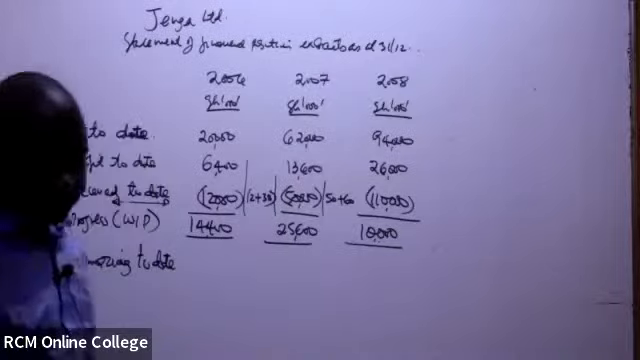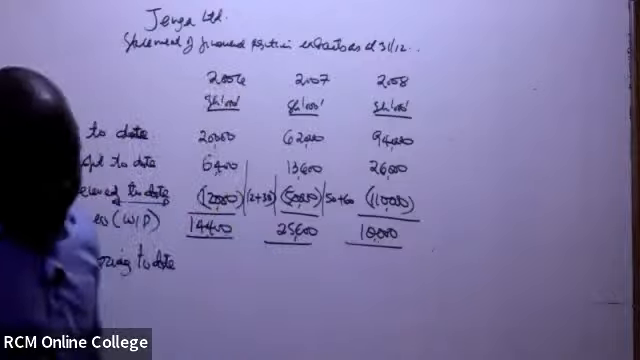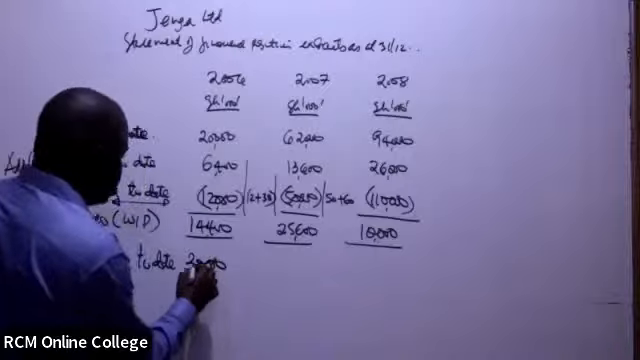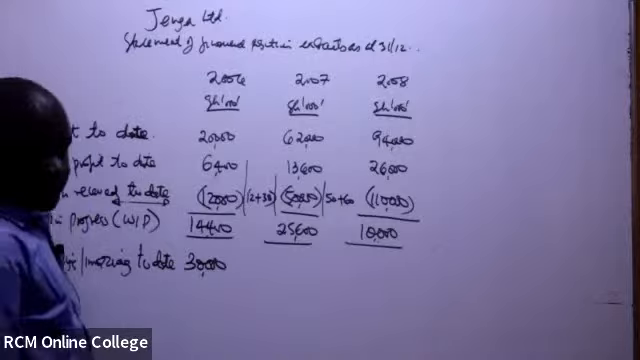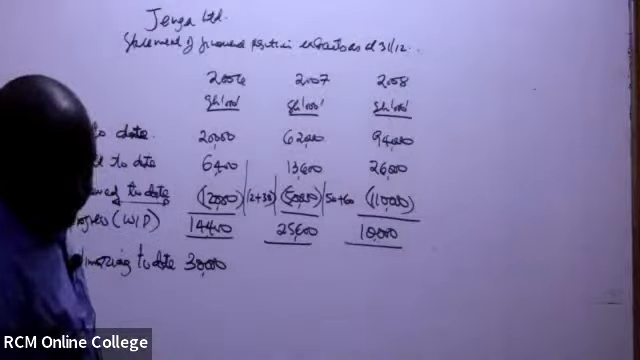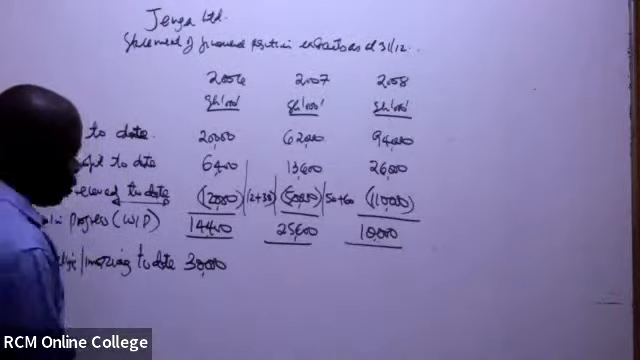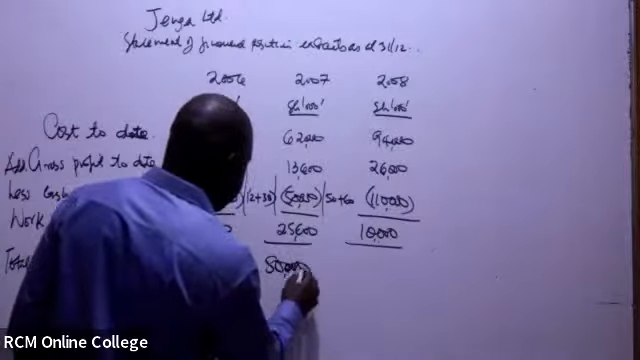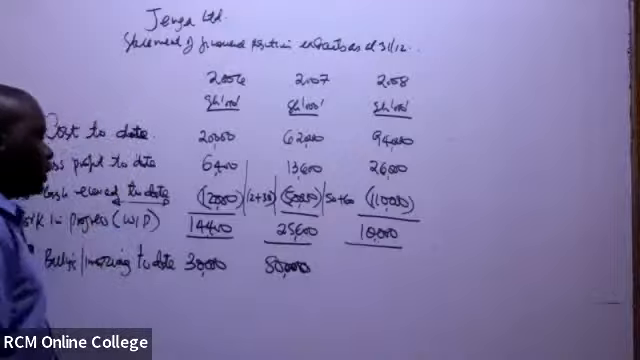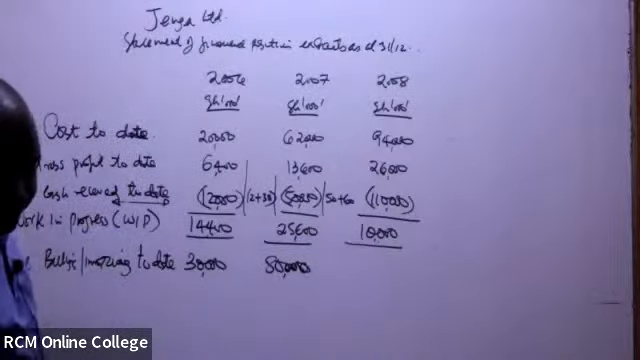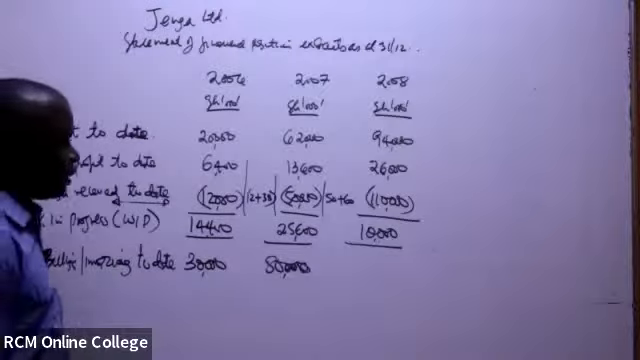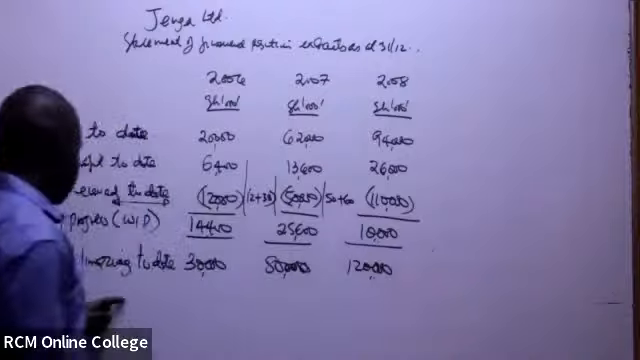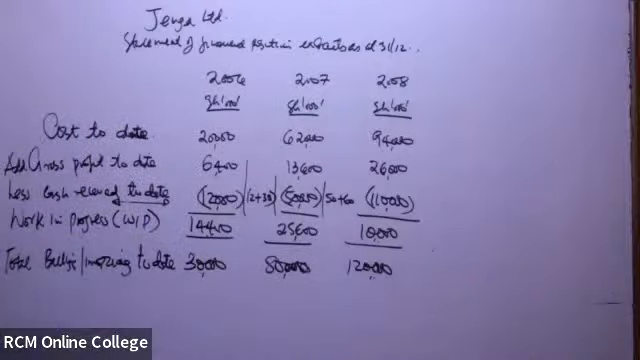So what was actually billed to the client in the first year is 30 million. Then in the second year, they billed 50 million. So cumulatively, that will come to 80 million. Then in the final year, they actually billed how much? 40 million. So cumulatively, it will come to 120 million. So that is the total billings or invoicing to date.